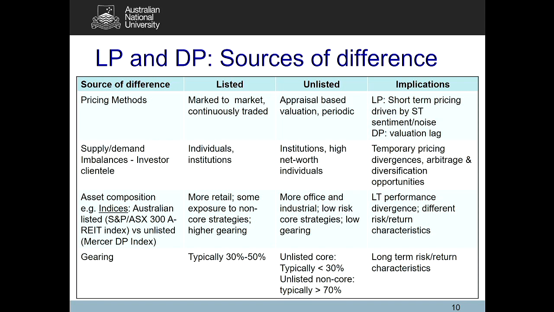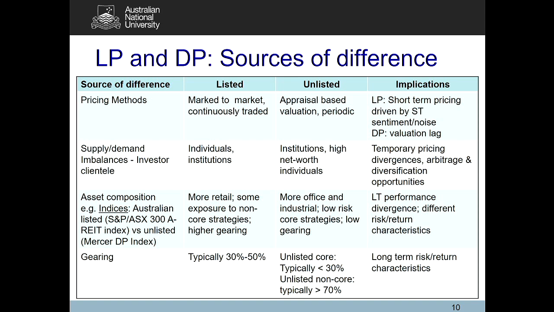Your asset composition. Now here we're talking about two specific indices, right? The biggest index in listed property here is the S&P ASX 300 A-REIT. That index has more retail, some non-core and higher gearing compared to the biggest unlisted index, which is the Mercer Direct Property Index, where there's more office and industrial properties, lower risk, core strategies with lower gearing. Again, that means they're going to behave differently in their performance. They might have differences in their risk-return characteristics.